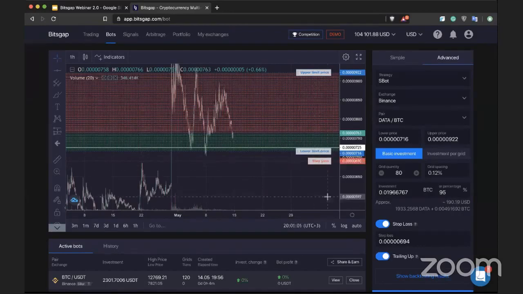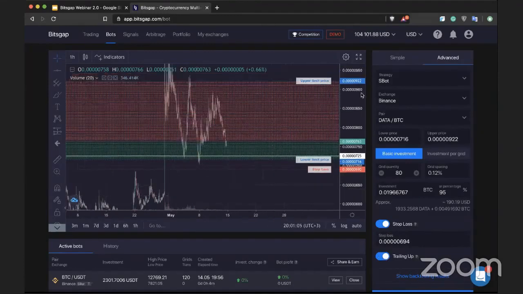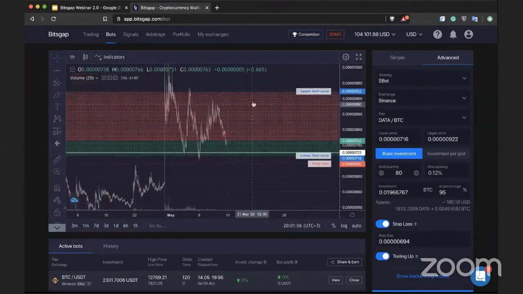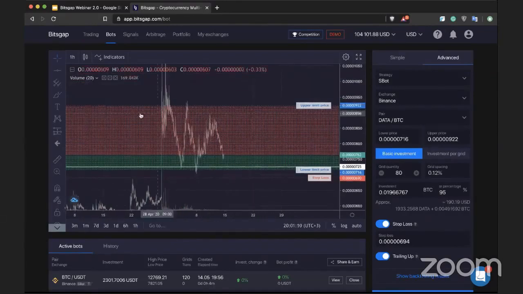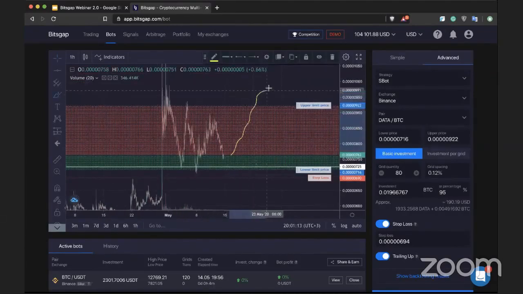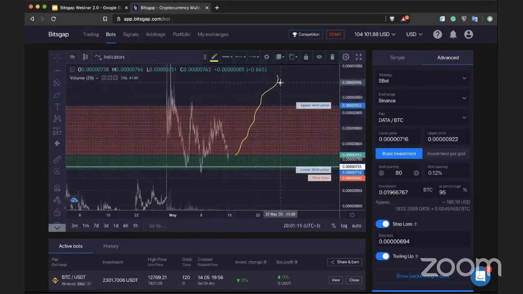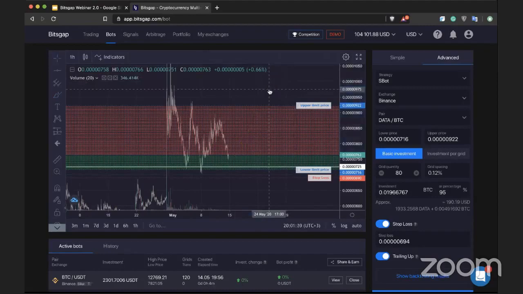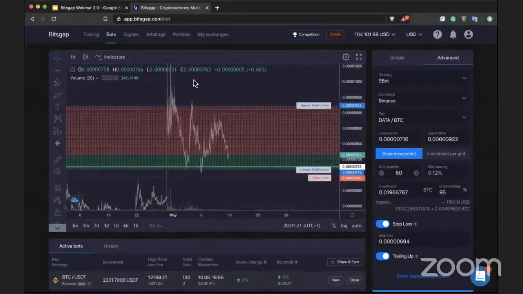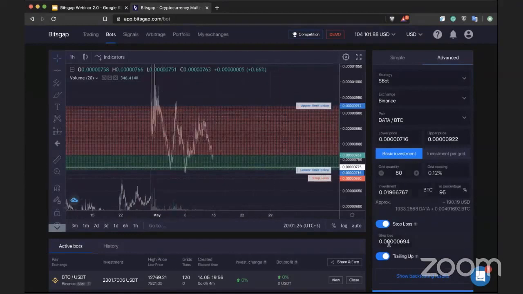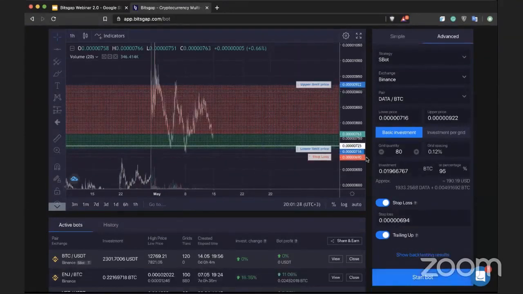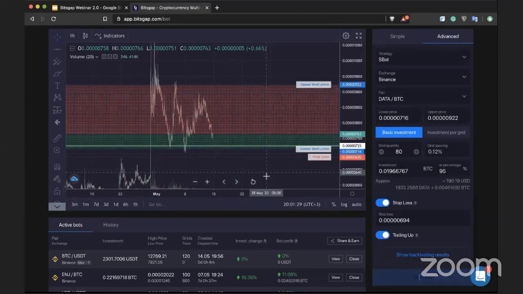So I will put the stop loss. Then I will also switch the trading up function because I expect the price to go beyond the upper limit. So I expect the price to go way higher. And if I have my trading up function on, that means that my trading range is going to follow the price appreciation in this case. As now I'm convinced with this setup, I'm going to press on start the bot.